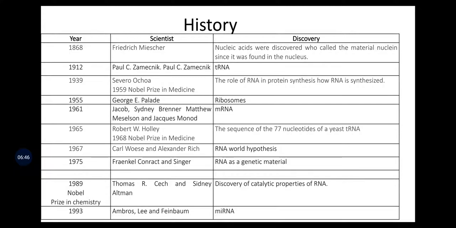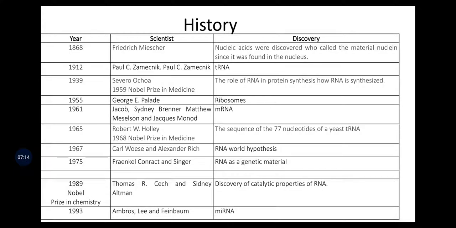In 1975, Frankel, Conrad and Singer found and experimentally proved that RNA is the genetic material. In 1989, the Nobel Prize in Chemistry was received by Thomas Cech and Sidney Altman for the discovery of catalytic properties of RNA.